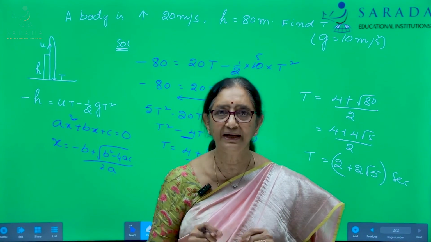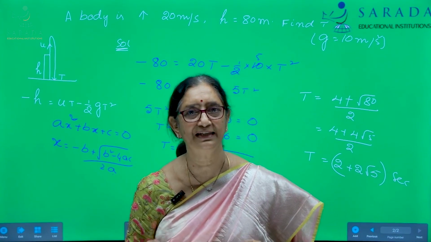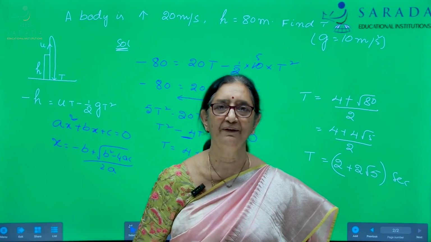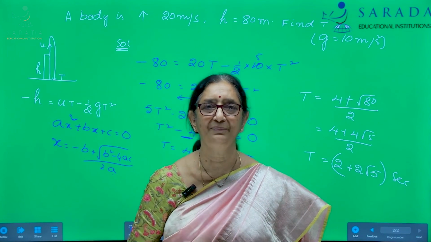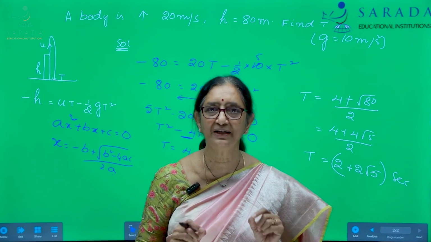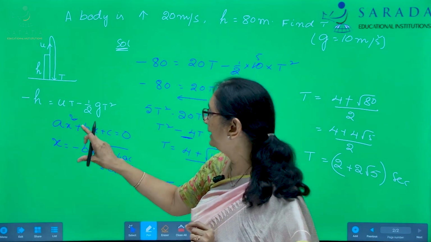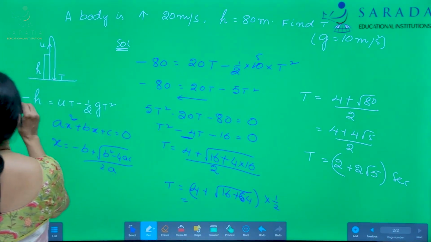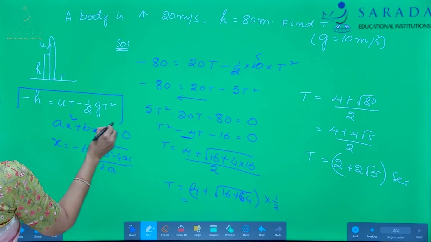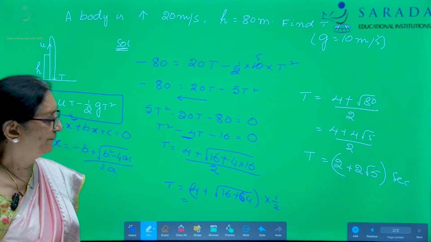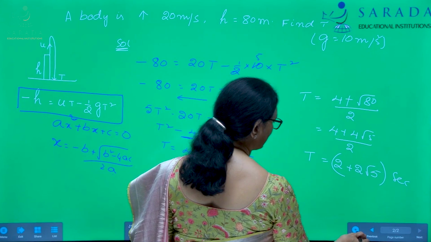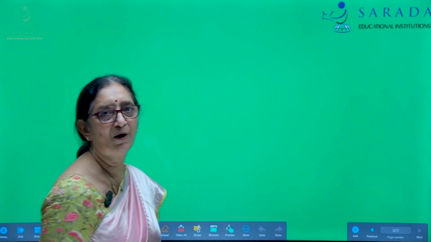Okay. So, when a body is projected vertically up from the top of a tower of height h, if it reaches the ground in time t, then the equation connecting them is minus h is equal to ut minus half gt square. Okay, this is one model. Now, let us go to another problem based on the same model.